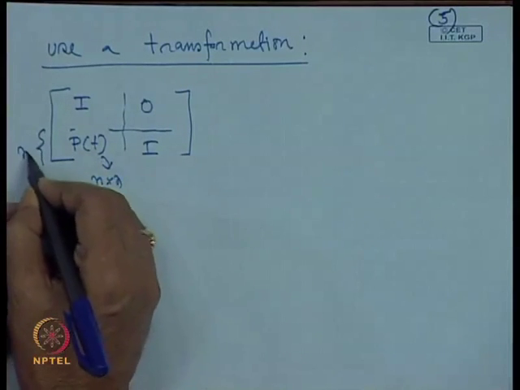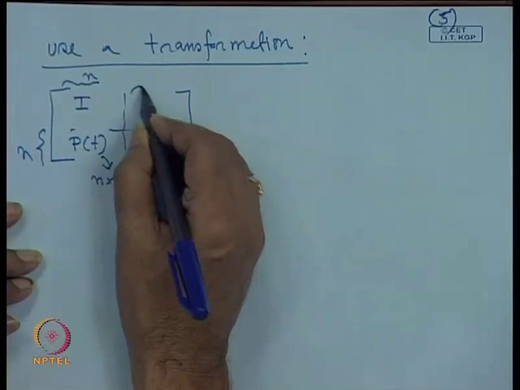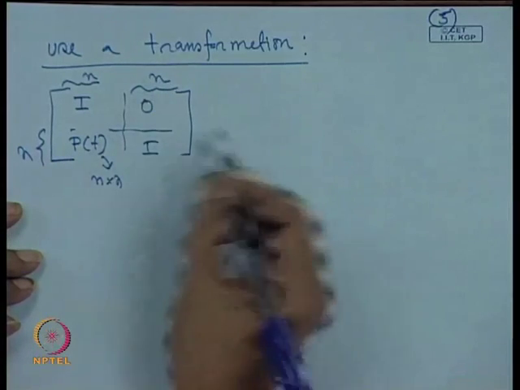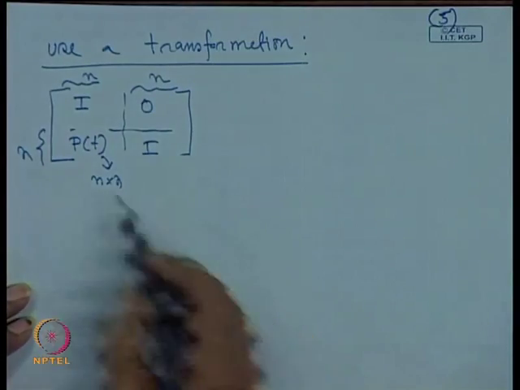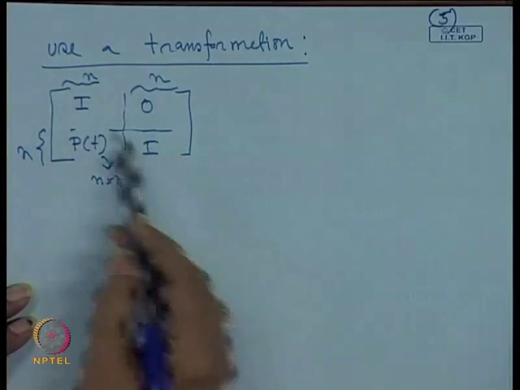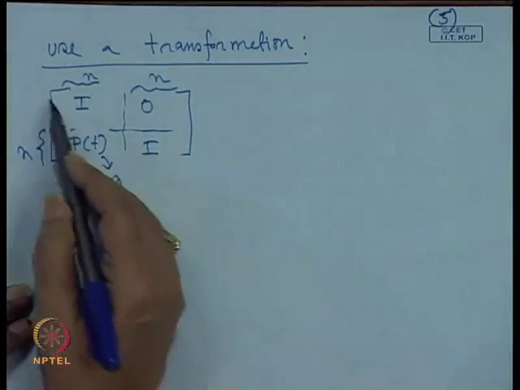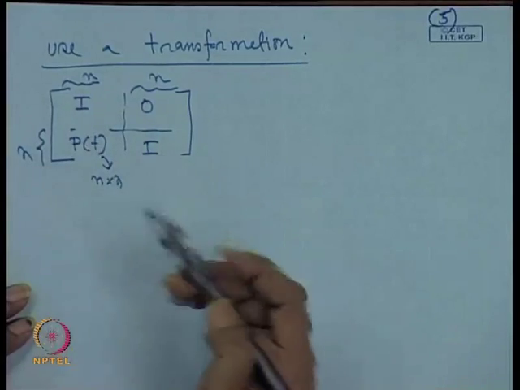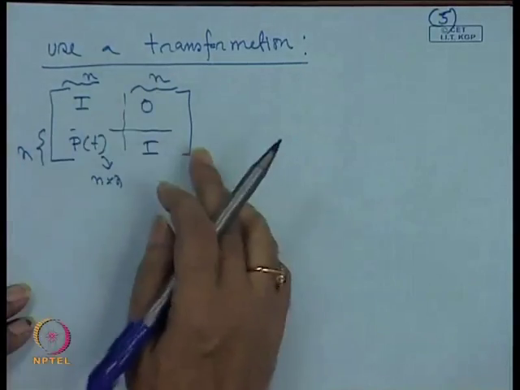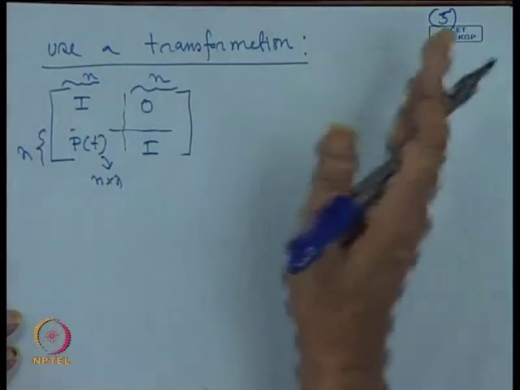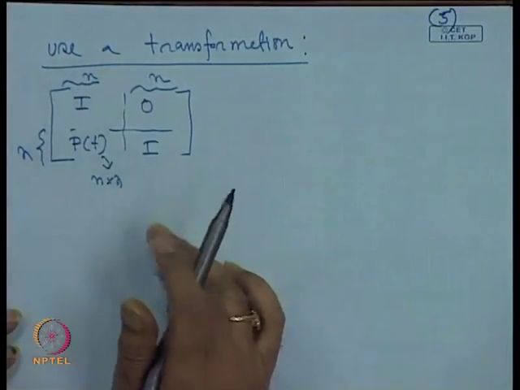That means this dimension is n, this dimension is n, this dimension is n, naturally all matrix dimensions, and this is invertible. But look at this one, this is invertible because the diagonal matrix blocks are unity and non-zero, so all columns are linearly independent. So, its inversion exists.